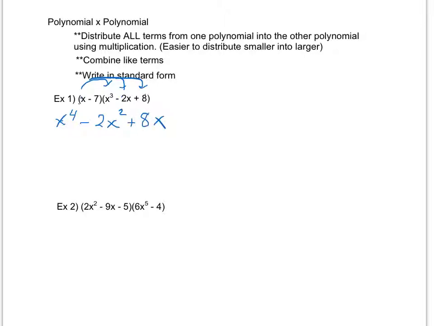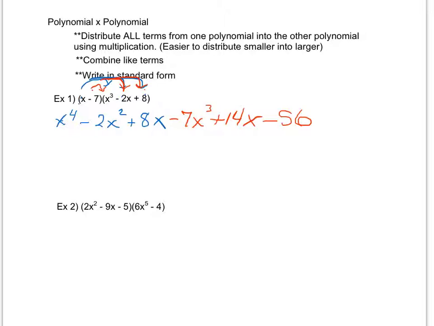Great, did that one. Now I'm going to take that minus 7, the sign belongs to the number, and distribute it to everything. Minus 7 times x cubed is minus 7x cubed. Minus 7 times minus 2x is plus 14x. Minus 7 times 8 is minus 56.